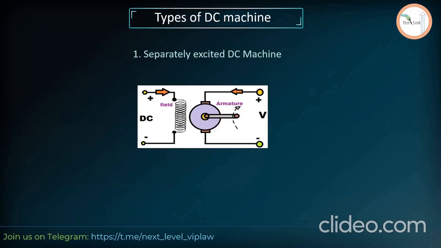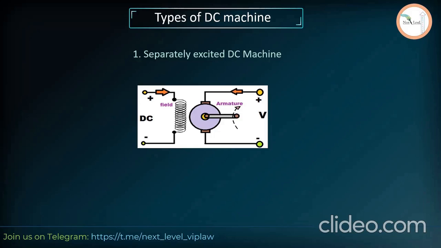Talking about DC machine, I have told you that DC machine, generator as well as motor, are constructionally the same. So I'm using the term machine other than motor or generator. If we talk about types of DC machine, then it is of some types, like first, separately excited.